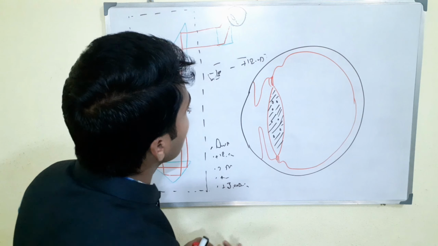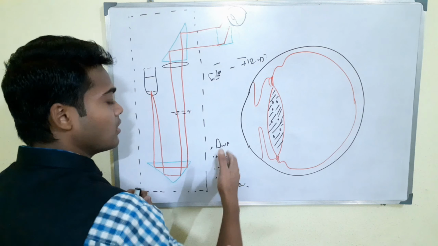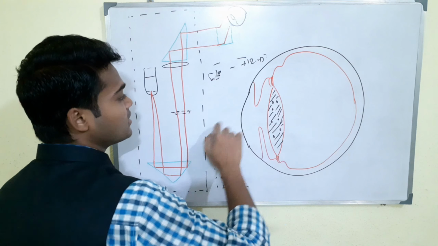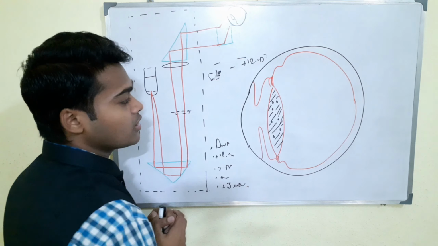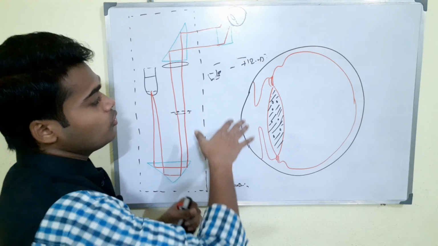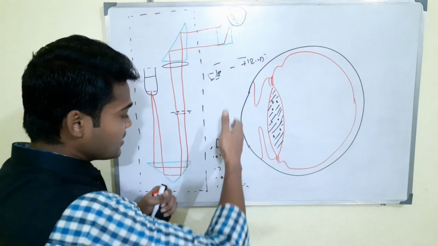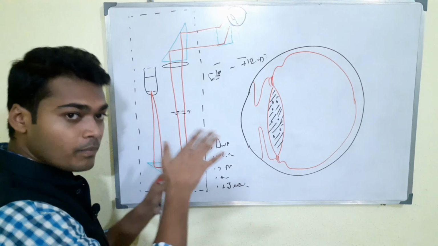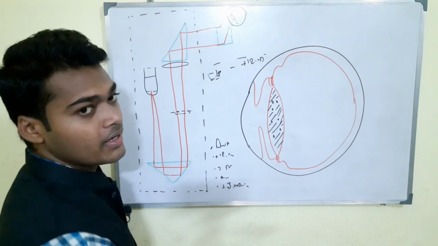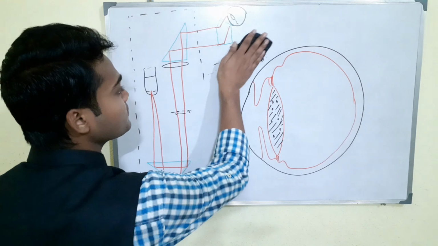Now I will show you the actual optical principle, what is happening inside the eye when we measure the potential acuity meter. And lastly I will show you the procedure to perform the PAM. Now I rub this part.